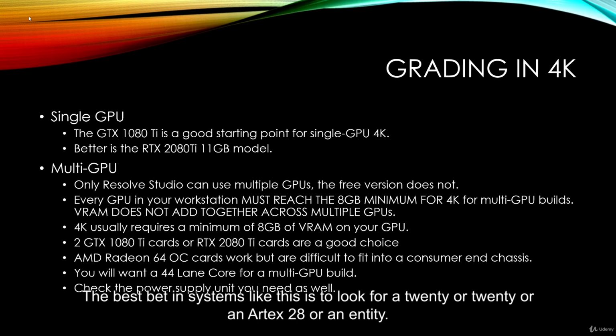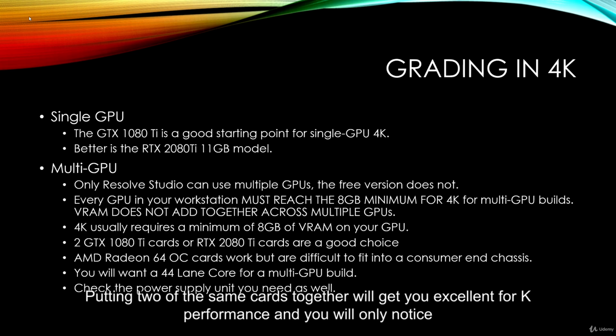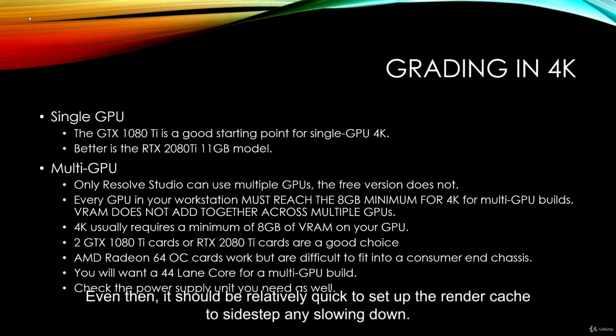The best bet in systems like this is to look for a GTX 1080 or 1080 Ti, or an RTX 2080 or an RTX 2080 Ti. Putting 2 of the same card together will get you excellent 4K performance, and you will only notice significant slowdown when using CPU-heavy operations associated with some RAW formats and OFX plugins. Even then, it should be relatively quick to set up the render cache to sidestep any slowing down.